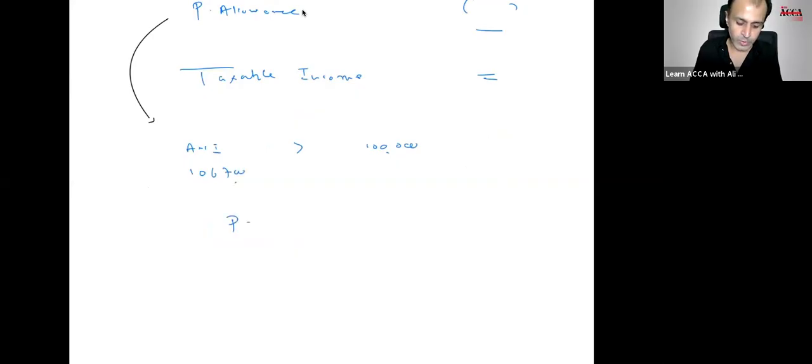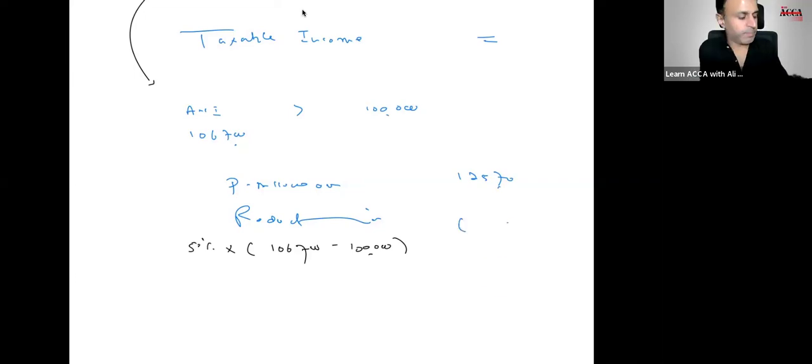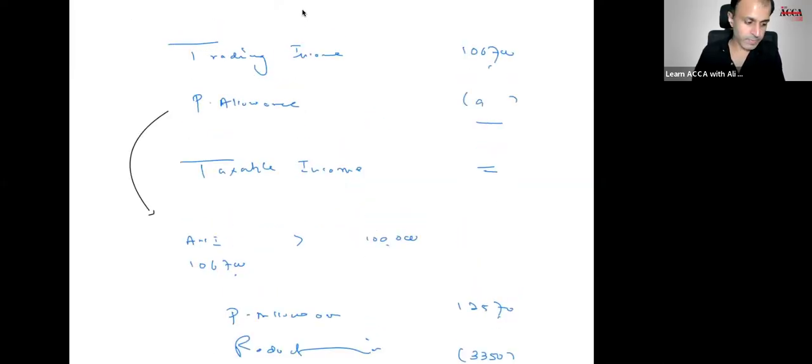That is the way that we go from 12570. This way, the reduction is achieved. ANI, which is 106,700, minus 100,000, we then take 50% of it. This will bring the allowance down. 6,700 divided by 2, deducted from 12570, is 9220. So when the allowance has become this much, this is going to end the case of Sam.